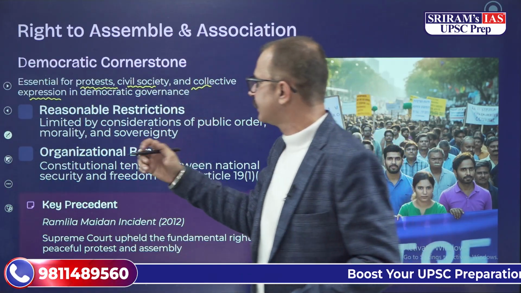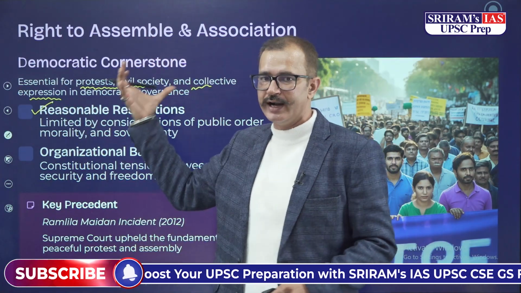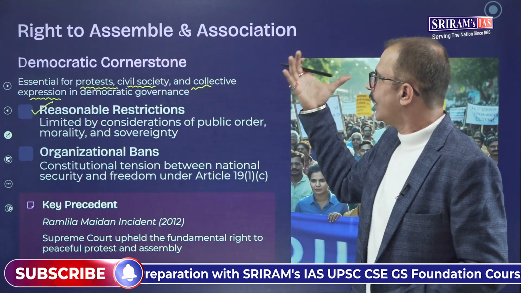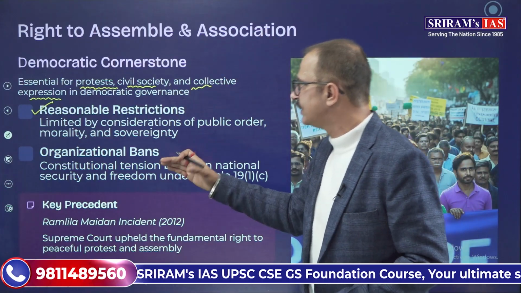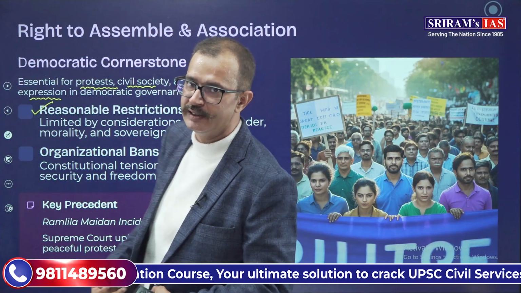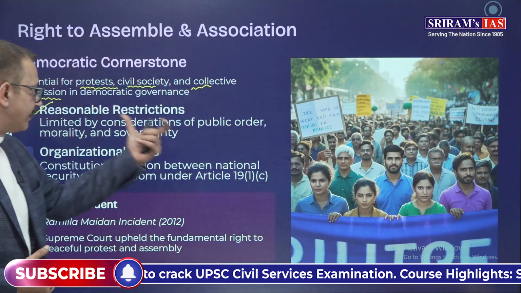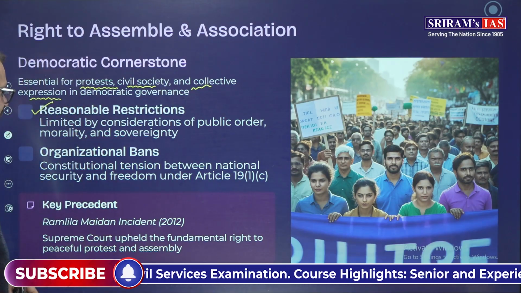However, there are certain reasonable restrictions. The right to association and the right to assemble have been limited by considerations of public order, morality, and also sovereignty. So these rights can be taken away if they are against public order, morality, or sovereignty.